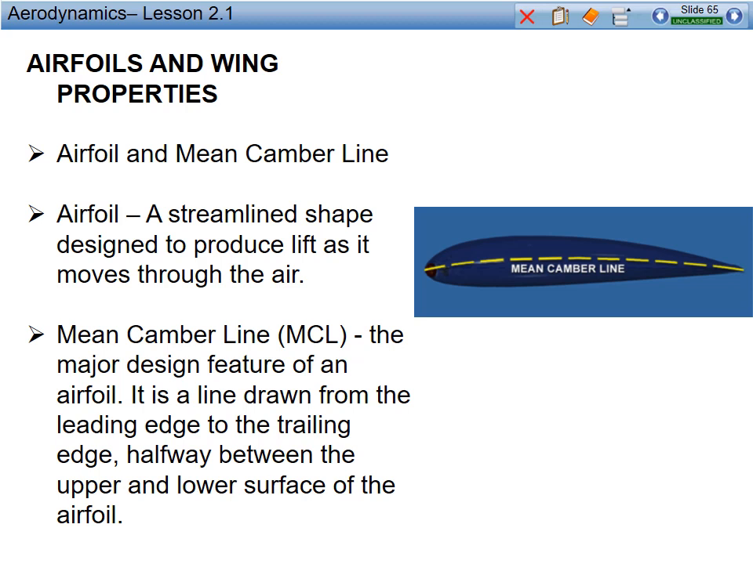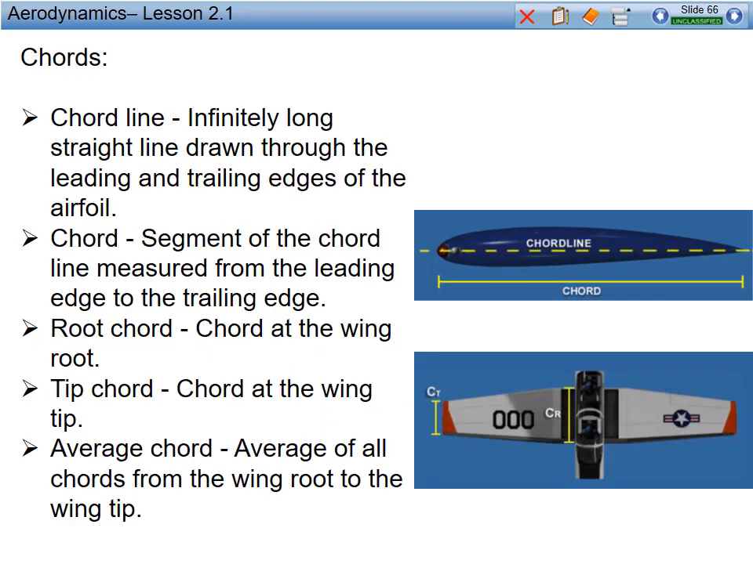An airfoil is a streamlined shape designed to produce lift as it moves through the air. Mean camber line, or MCL, is the major design feature of an airfoil. It is a line drawn from the leading edge to the trailing edge halfway between the upper and lower surface of the airfoil.